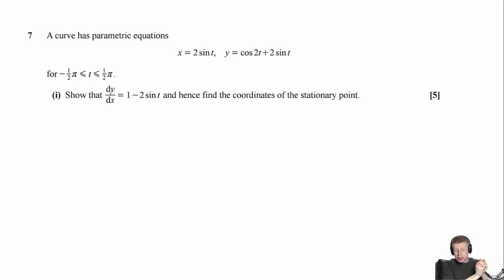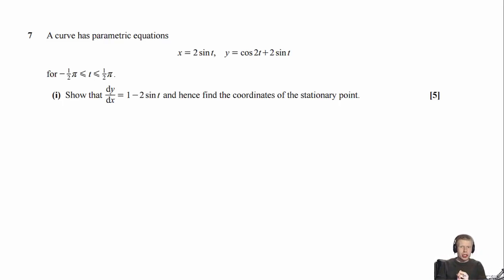Hello! So we've got a parametric equations question. We've been given a couple of parametric equations here and here, and we've also been given a range for our parameter. So the parameter, remember, is the thing which we introduce. In this case, it's t, so we've got a range for that, and we've been asked to find dy by dx.